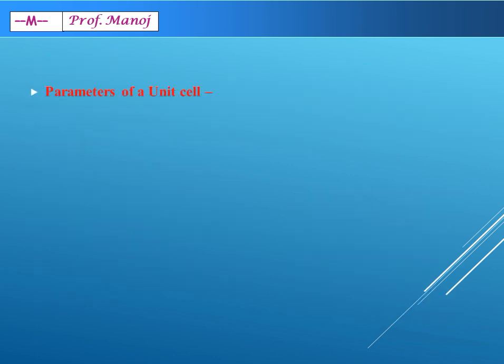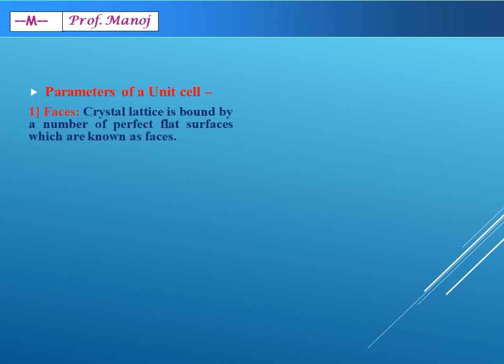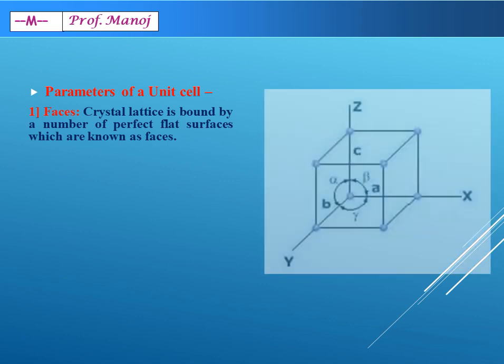How do we define a unit cell now? Defining a crystal or a crystal lattice is quite large. So we are going to focus only on the characteristics of a unit cell, and whatever is applicable for a unit cell will be applicable for a crystal lattice, and for a crystal also. So the parameters of a unit cell are three. First, faces. We can imagine a kind of cubical structure, and the crystal lattice is made up of perfect flat surfaces which are known as faces.